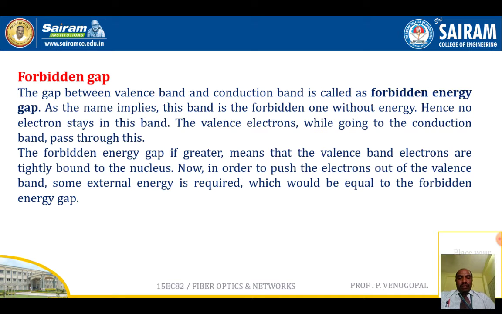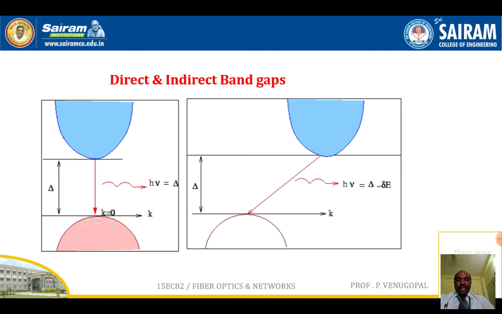Look, dear students, if you want to move the electrons from the valence band to the conduction band, the electrons are first tightly bound to the nucleus. So in order to push those electrons out of the valence band, we need some external energy. That external energy is equal to the forbidden energy gap.